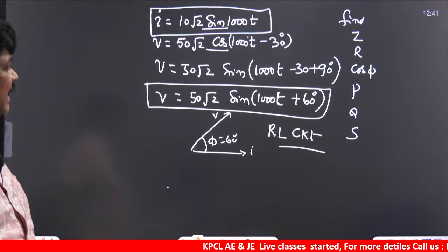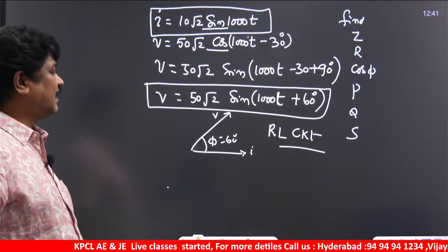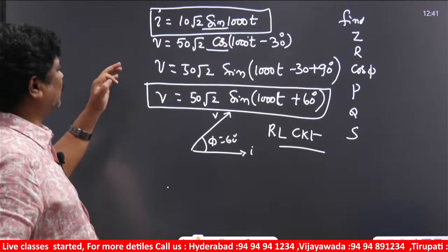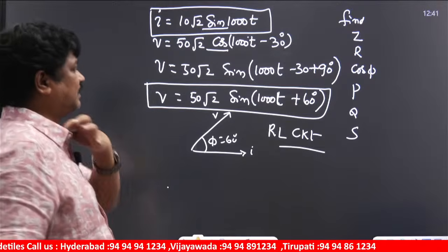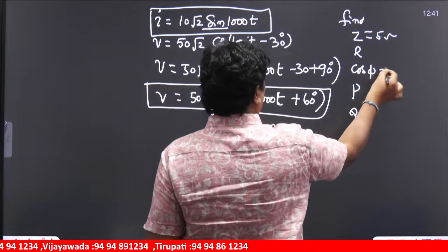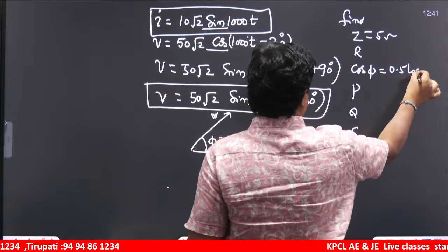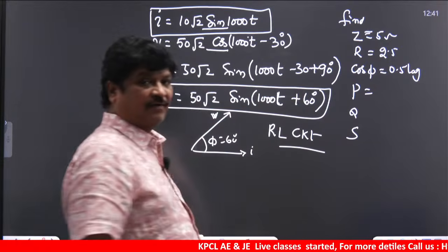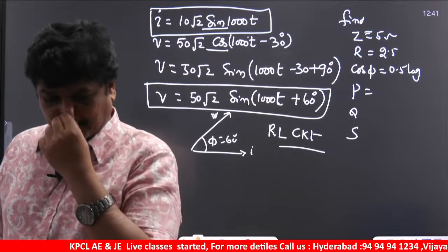Now you know, find the power factor. Angle you know, power factor, cos 60. Cos 60 is nothing but 1 by 2, 0.5 lag. From that, Z is equal to 50 root 2 by 10 root 2. Root 2 root 2 gets cancelled. Z is equal to 5 ohms. Cos phi is cos 60, which means 0.5 lagging. R is equal to 2.5 ohms. Directly you are getting all these things. VI cos phi, VI sin phi, VI. Clear? All of you?